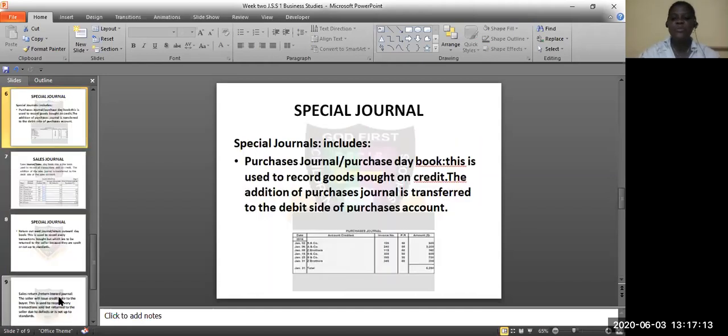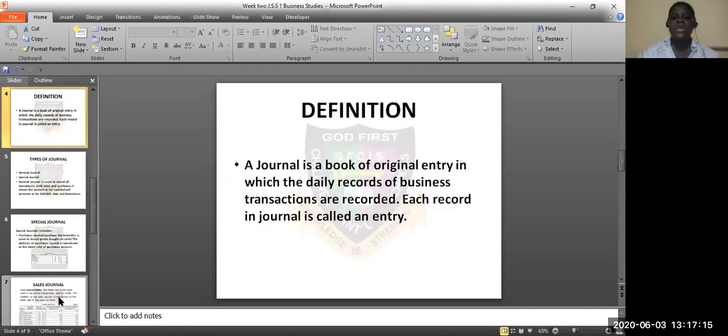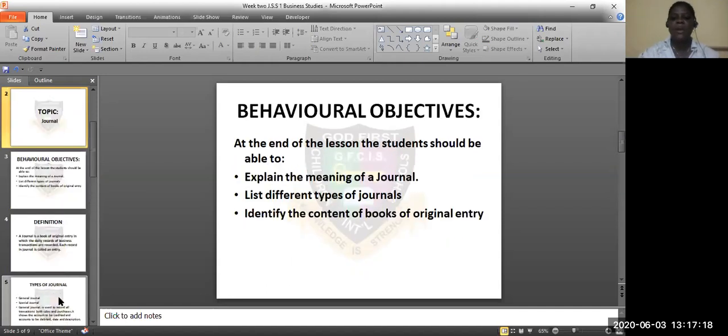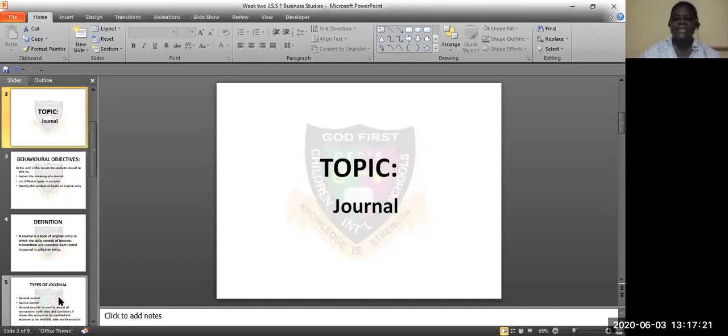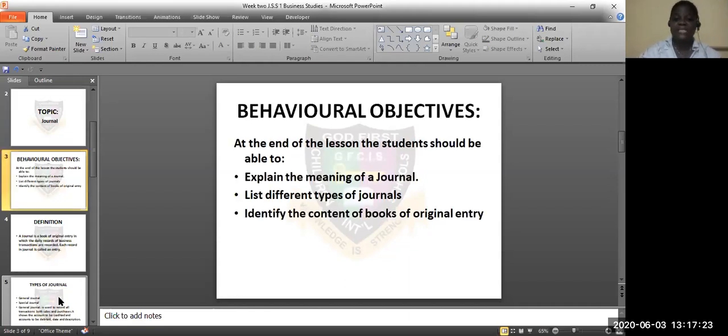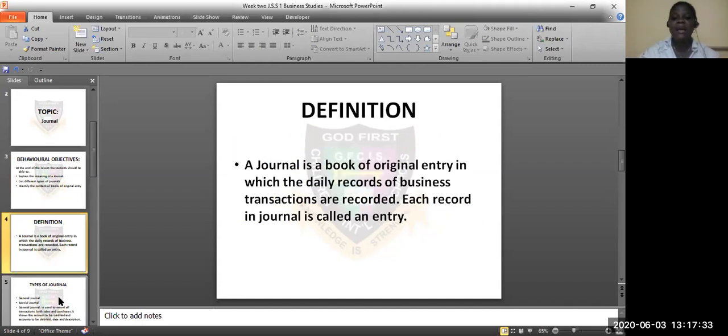And I will quickly give you a recap of what we treated today. The topic was journals, and at the end of the lesson, we are able to define what a journal is, the different types of journals, and identify the content in the original book of entry. Journal is the principal book of entry where you record the credit transactions. And every transaction that you record in a journal is called an entry.